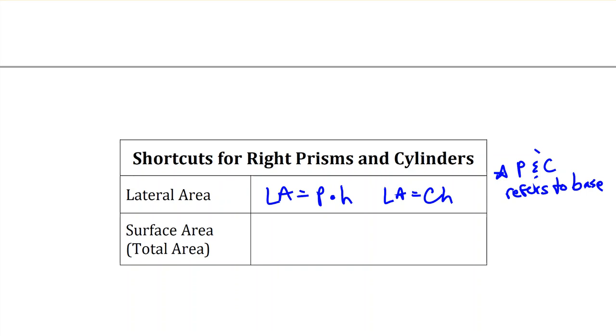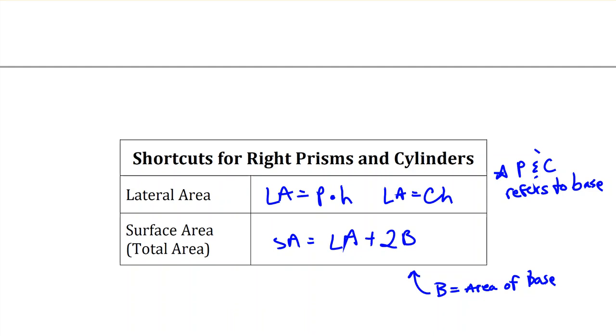For surface area, the only difference is we want to include the 2 bases of our shape, and so we usually just refer to this formula as the lateral area plus 2 times B, remembering that capital B means the area of the base. And you'll have to use whatever area formula is appropriate for the base, depending on if it's a circle or a square or a triangle or whatever is referred to in the shape.